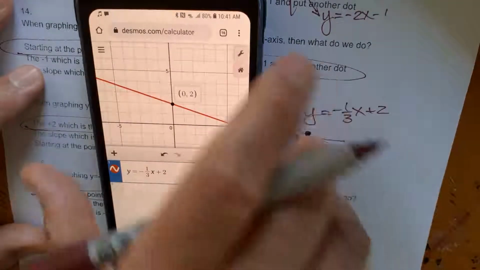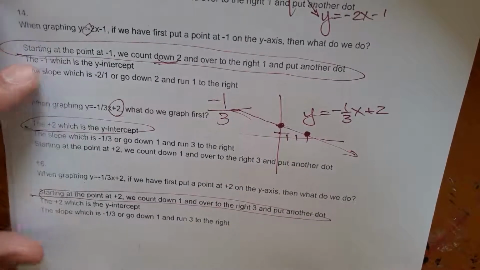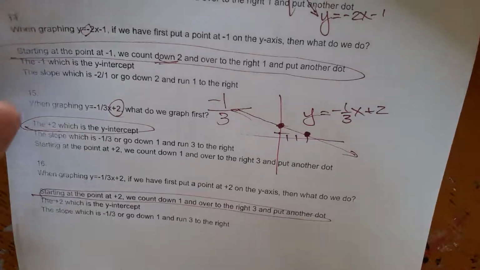Even with 3 examples here, you should be able to graph quickly and easily and prove it on Desmos, and now you're graphing with the slope-intercept form of the equation of a line.